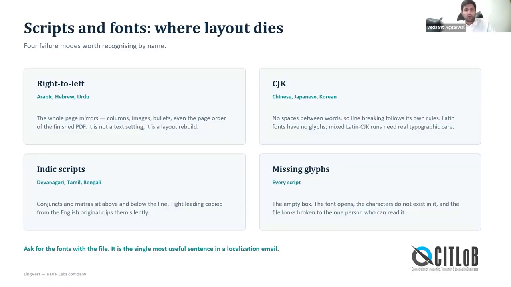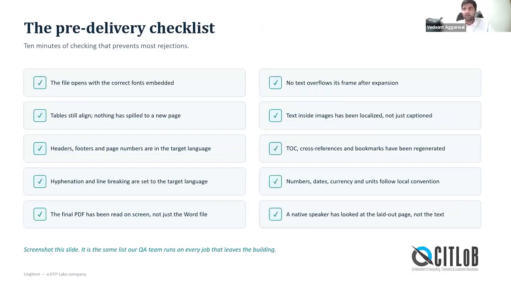Now, the checklist I was talking about towards the start of my video. You can screenshot this as it may be helpful for you at a later stage. The 10 checks. I won't read all 10, but let me read a few of them. Basically: the file opens with the correct fonts embedded, no text overflows, tables still aligned, headers, footers, etc. Read the final PDF, not the Word file. They are not the same document, and the client will only open the PDF. And also look at the laid out page, not the text. You proofread your translation, but almost nobody proofreads the page, so it's better you do.